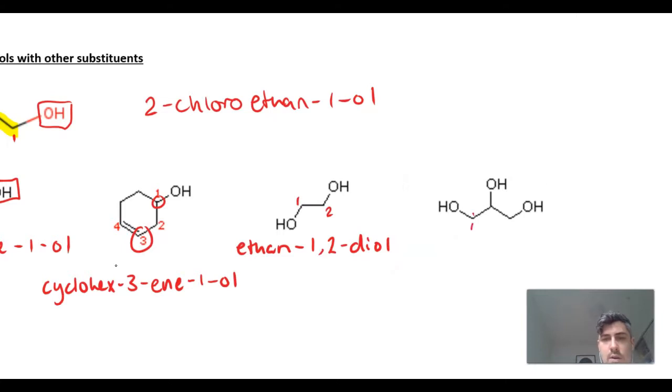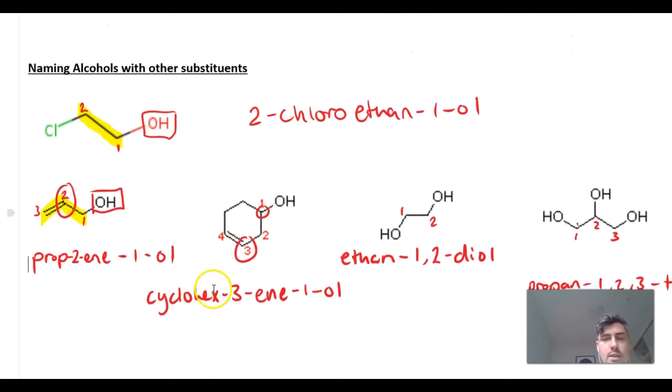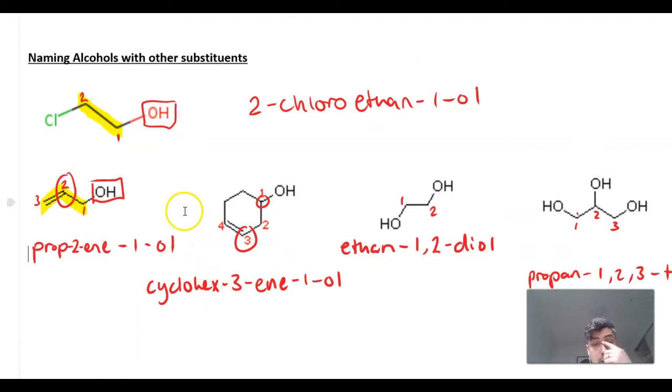And lastly, this is a triol. So we've got a 1, a 2 and a 3. Neither really matter which number's which, as long as the 2's in the middle. And so we've got prop, because there's 3 carbons. Propan, 1, 2, 3 triol. So that's a rundown of how to name these different molecules. And now you can complete the worksheet.